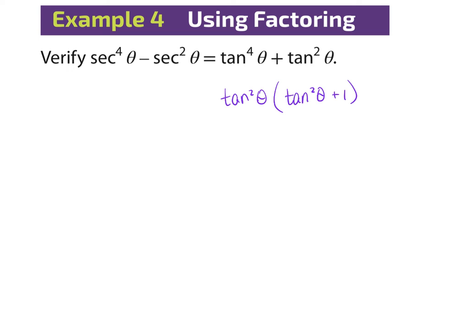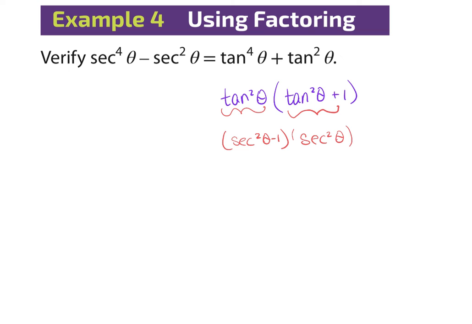I can actually rewrite both of these using Pythagorean identities, okay? Tangent squared plus 1 is the same thing as secant squared. So I can replace this guy with secant squared. And tangent squared is the same thing as secant squared minus 1. Everybody agree with that? Tangent squared plus 1 equals secant squared, so secant squared minus 1 equals tangent squared. So I'm going to replace this guy with secant squared minus 1.